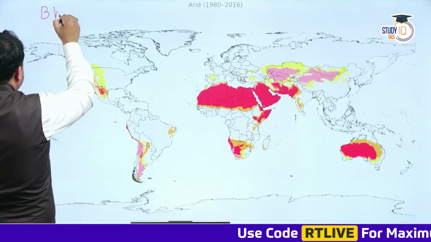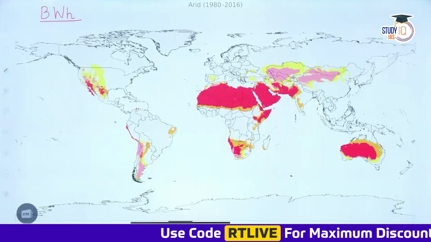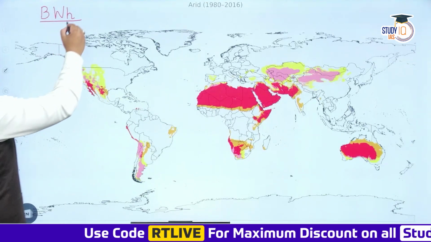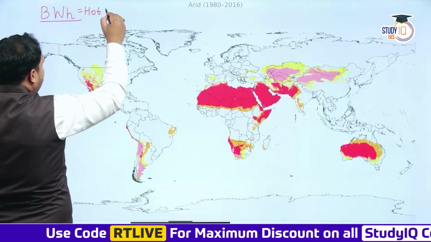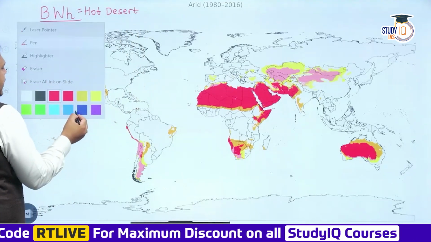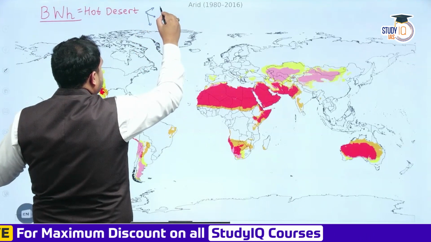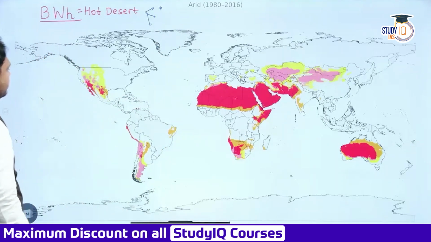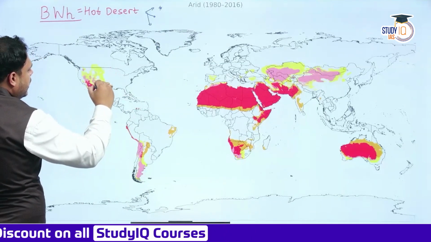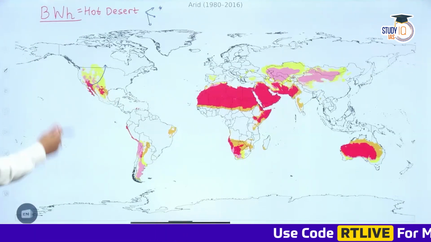BWh. This is what? What is this? Yes, hot desert. For a hot desert you require 3 conditions. What are these 3 conditions? Now tell me guys, look, the first hot desert, you think about it, this is what? Which desert is this?